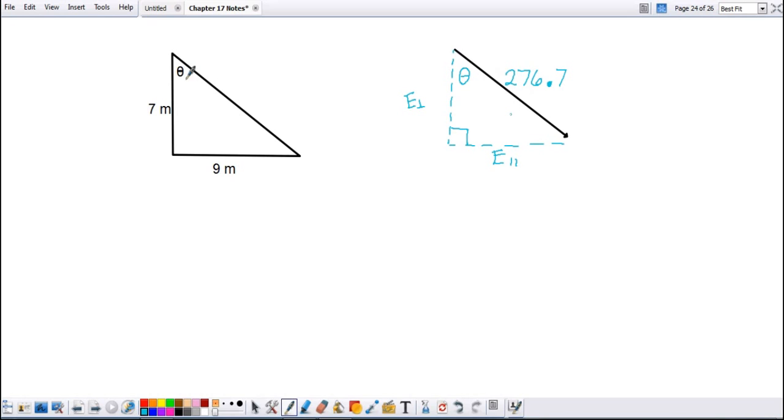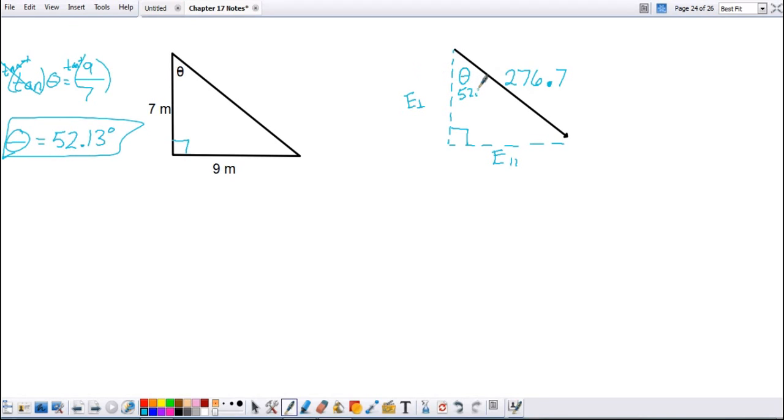Now that angle is the same as this angle that we've got created by the side lengths. So we can go ahead and find that angle using some trigonometry. We're going to say the tangent of theta is equal to the opposite 9 over the adjacent 7. Inverse tangent to both sides, and we'll cancel there. We'll be left with our angle is 52.13 degrees, and that is the same angle over here.